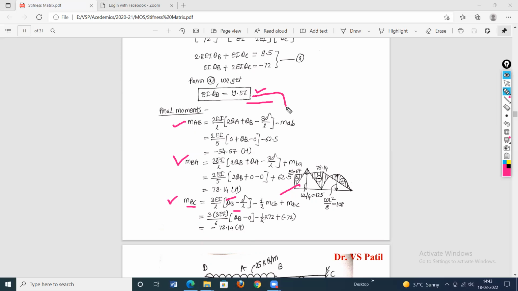So after this, we have to use the slope deflection equations. For MBC, we have to use the modified slope deflection equation, and we can check whether the answers are correct. At the common joint B, the equilibrium equation is MBA plus MBC must be equal to 0. It is coming out so, therefore the values are correct. Then, using these values, plot the bending moment diagram. So this is the end of this example. Thank you.